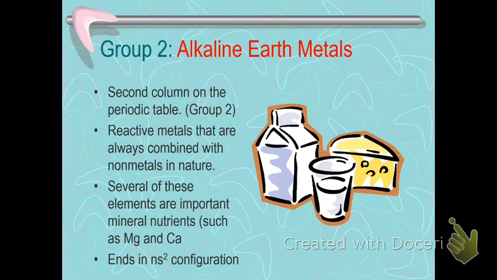The next group is the alkaline earth metals. They are also very reactive. They are less reactive than group 1, but they're the next most reactive. That is the second column. They are always combined in nature too. Several of these are important minerals that we need for our body, such as calcium and magnesium. And of course, they end in that ns2 configuration, which, if you are doing the prediction correctly, means they're going to form a 2+ ion, because they'll like to give away 2 electrons.